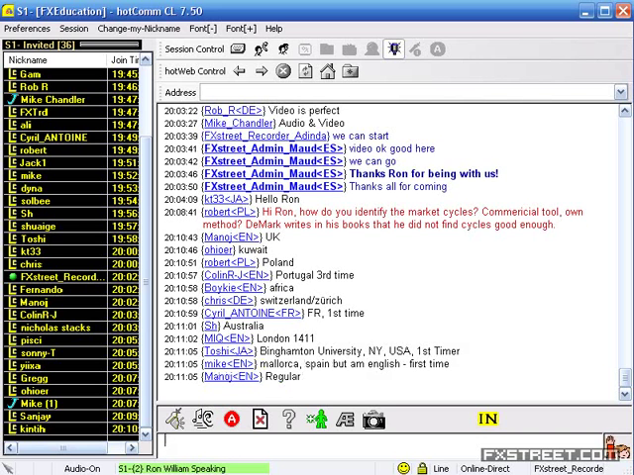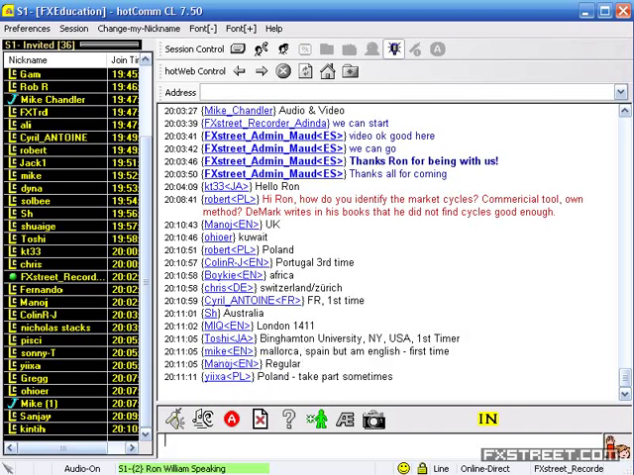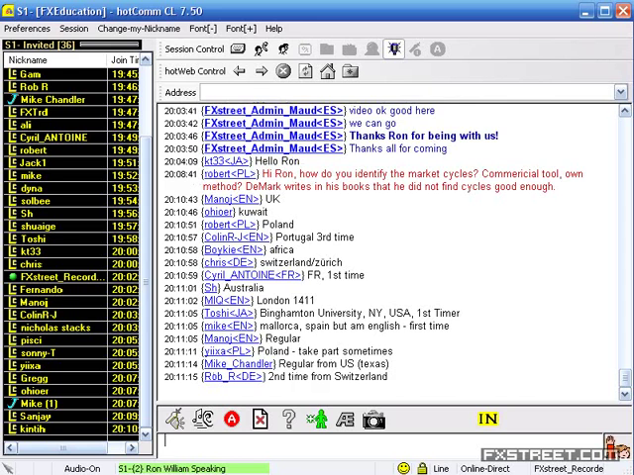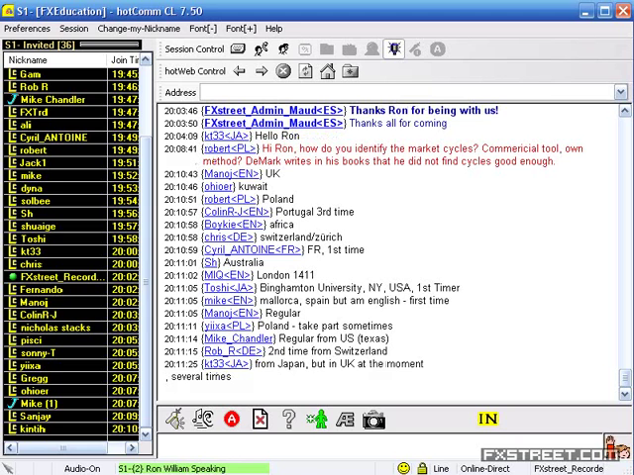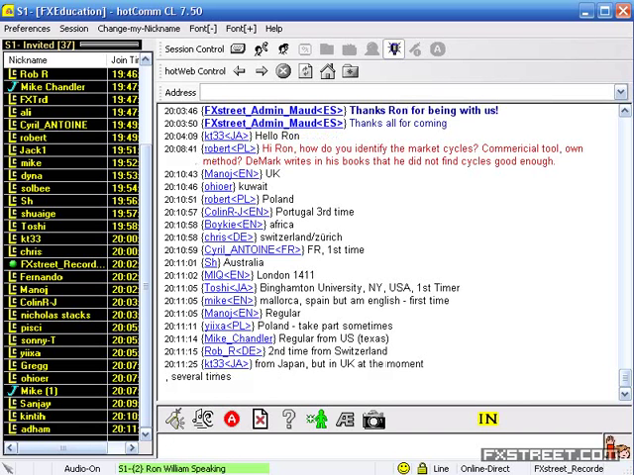So we have the United Kingdom, Kuwait, Poland, Portugal, third time, Africa, Switzerland, Zurich, France for the first time, Australia, London, Birmingham University, New York, Mallorca, Spain, Poland, regular from US, Texas, and second time from Switzerland, Japan, we're in the UK at the moment, so the time zone works for you at the moment. That's good to hear. Anyone else?